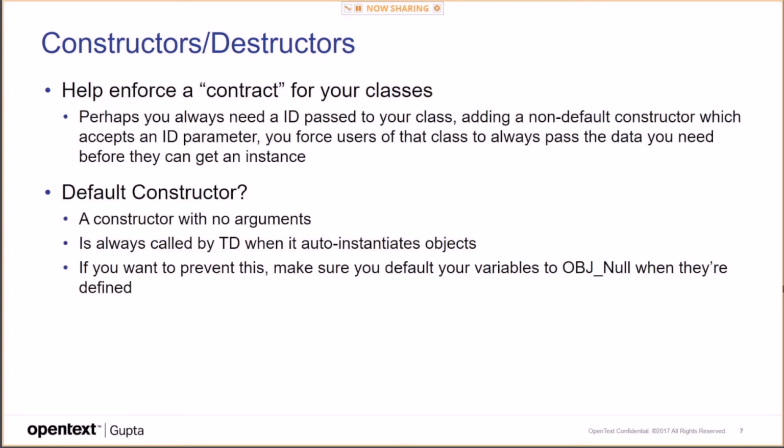Default constructor, a constructor with no arguments, is always called by Team Developer when it auto-instantiates objects. If you want to prevent this, make sure you default your variables to object null when they are defined. So if you define an object in the local variables section, for example, and you don't put that equals object null in there, then it will be instantiated and the default constructor will be fired.